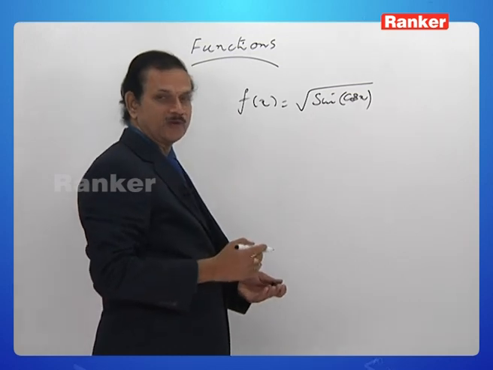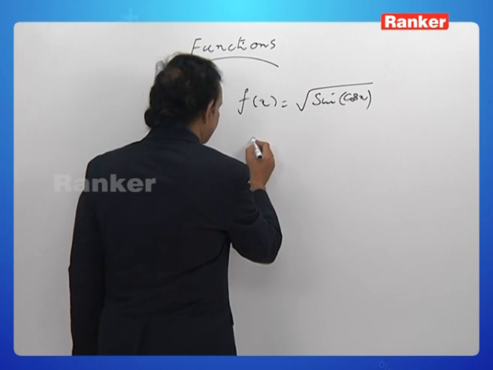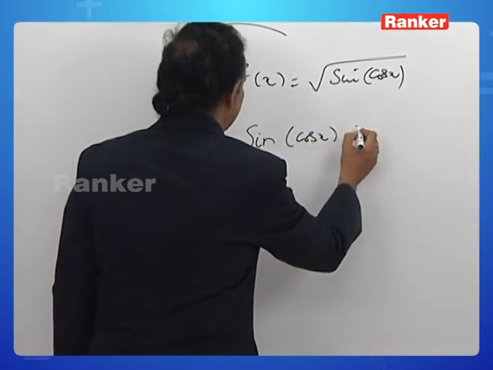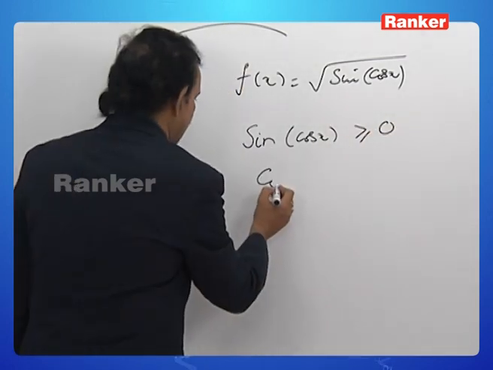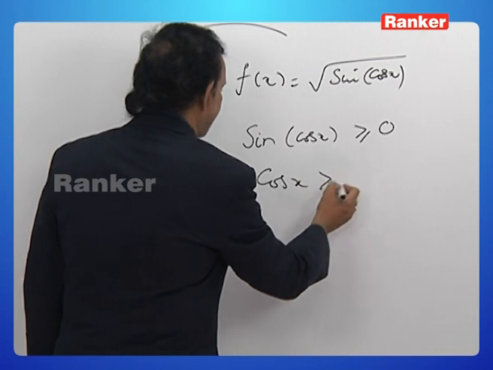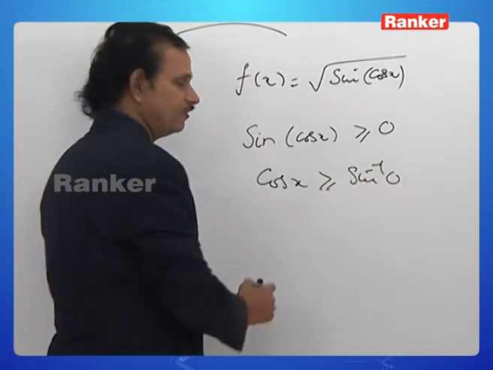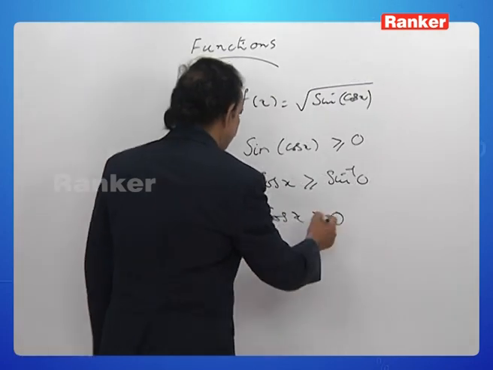Basically, as it is a square root function, for it being defined properly, we must take care that sine of cos x must be greater than or equal to 0. That is, cos x must be greater than or equal to sine inverse 0. But sine inverse 0 is 0. That is, cos x must be greater than or equal to 0.